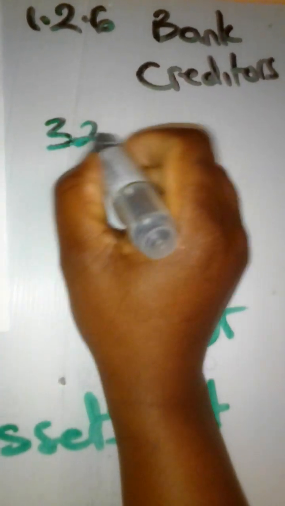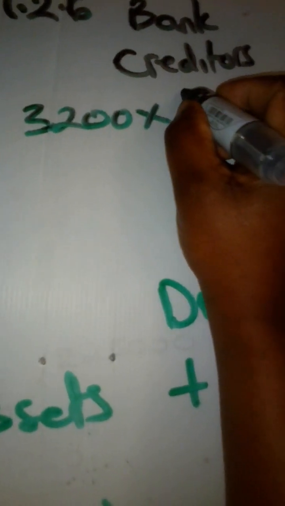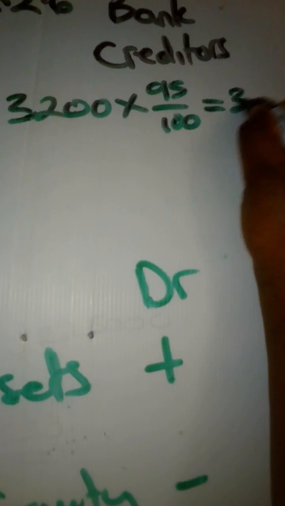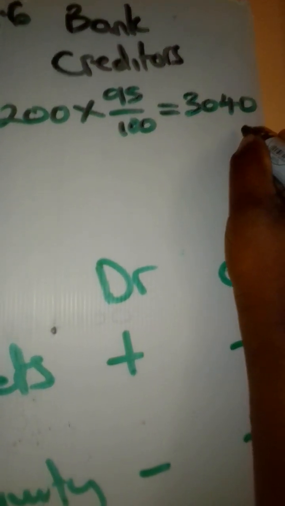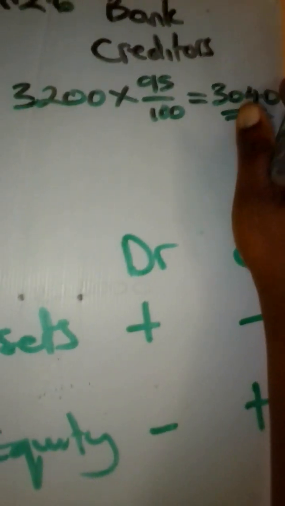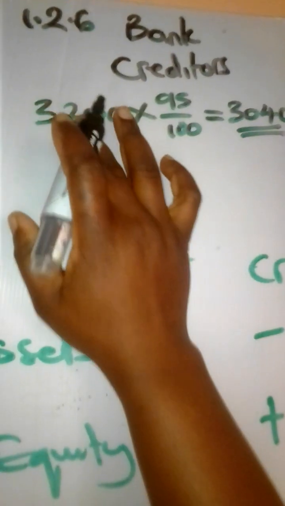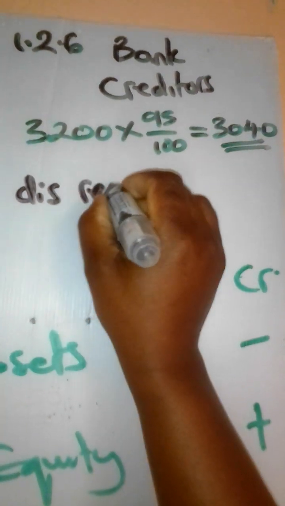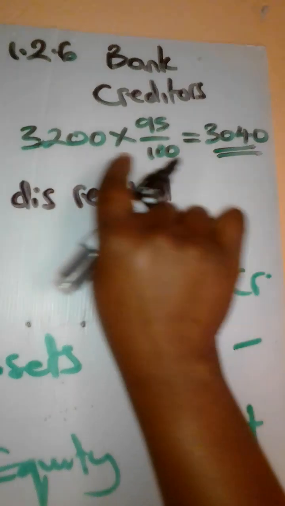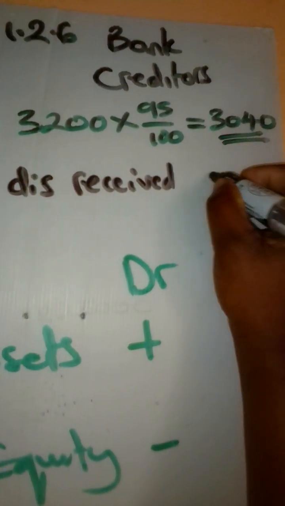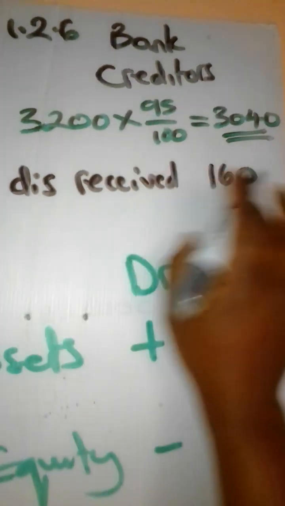5% discount means we are saying 3,200 multiplied by 95%. I'm sure we'll remain with something like 3,040. 3,040 is the money that is supposed to be paid to the creditors. And then we have got a discount received of 5%. So 3,200 minus 3,040, I'm sure you get something like 160 for the discount received.